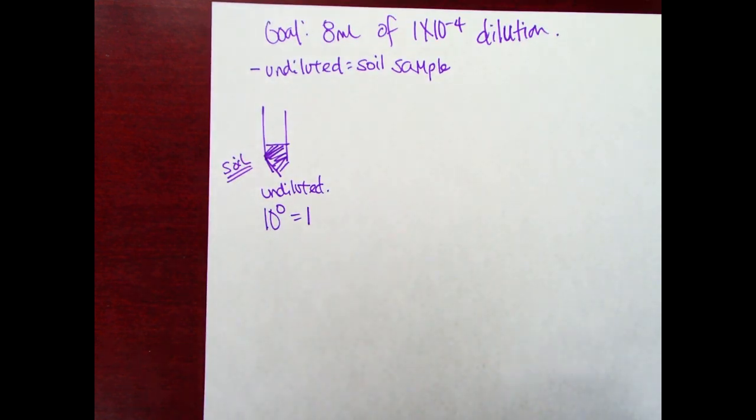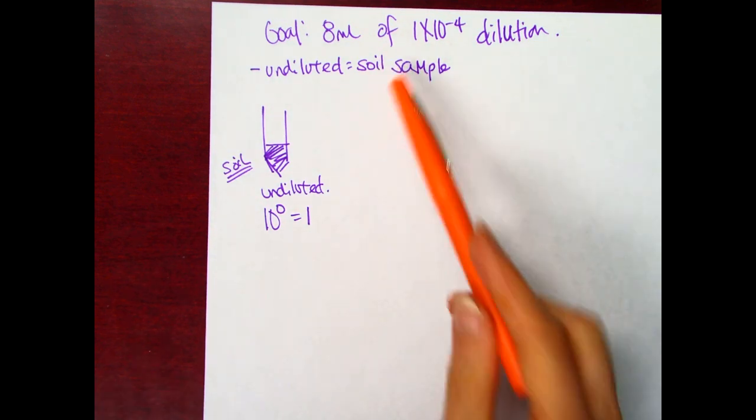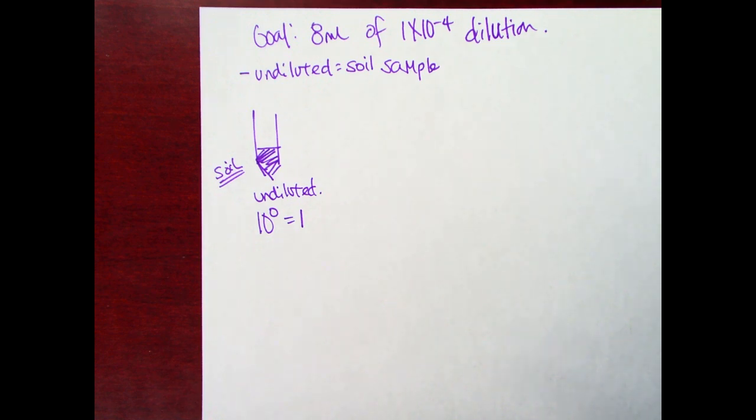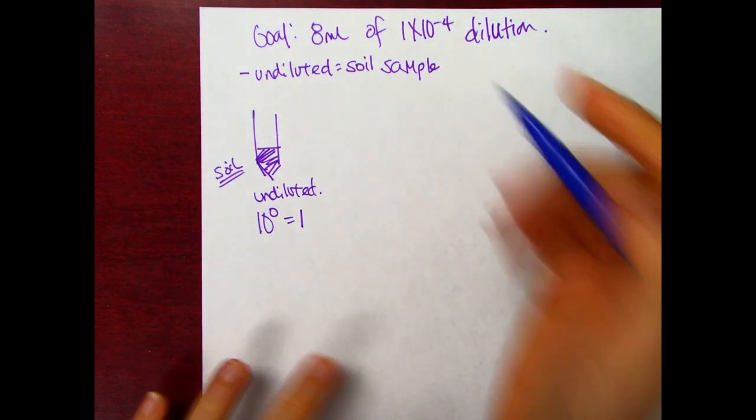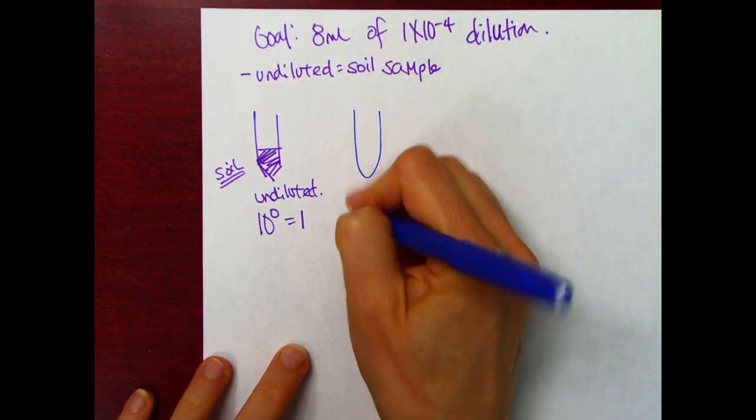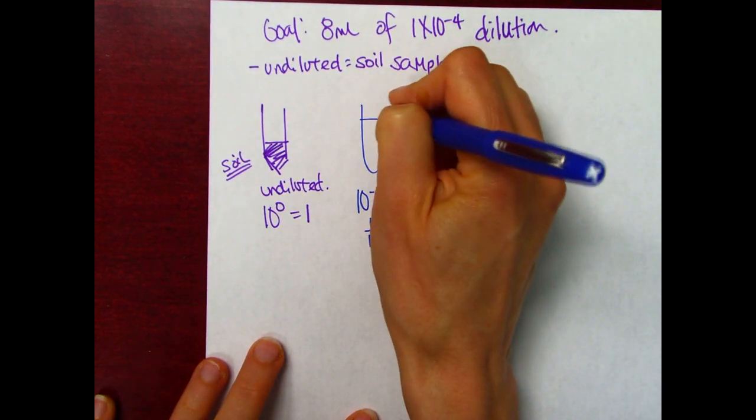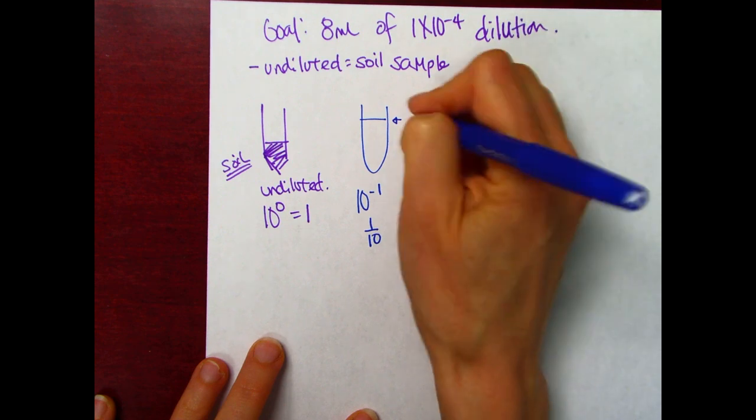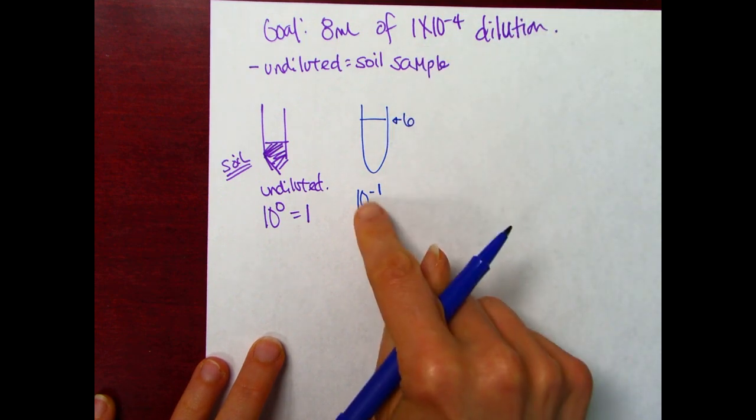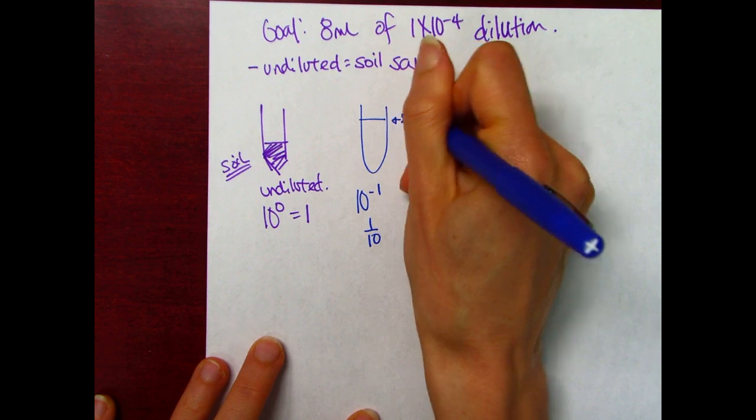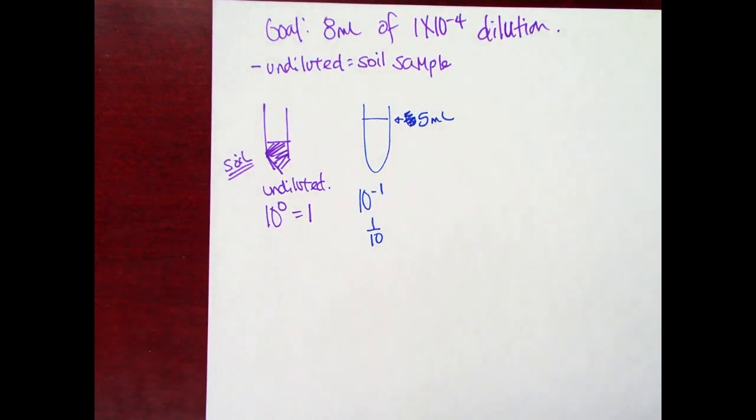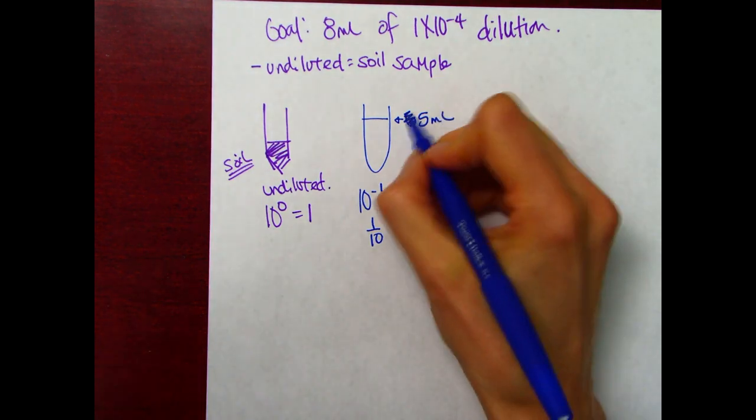Okay, so just for the sake of more example, we're going to make 8 mils only of the last one, but we'll make different amounts of the ones between. I'll show you what I mean. Okay, so for our 10 to the minus 1, or 1/10th dilution, let's say that we want to make 6 mils. Let's see. Let's say that we want to make 5 mils. We're going to slowly work our way up to 8 mils. Okay, so our total is going to be 5 mils.